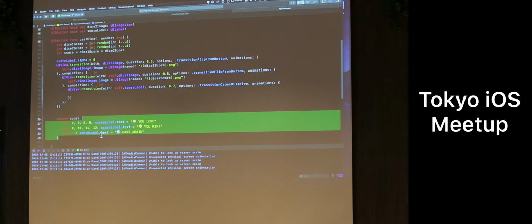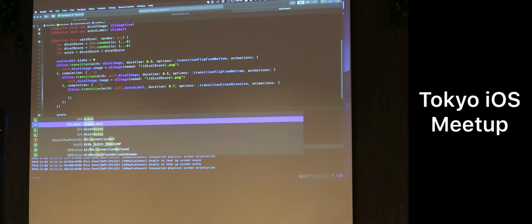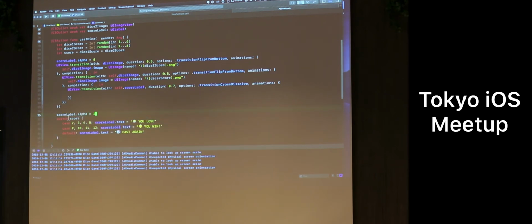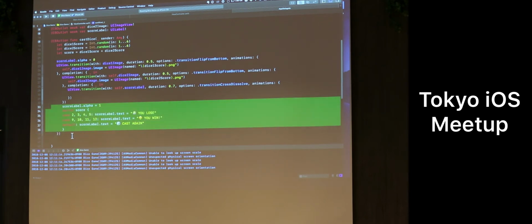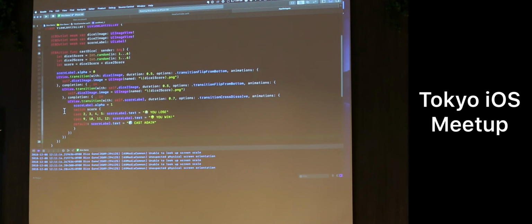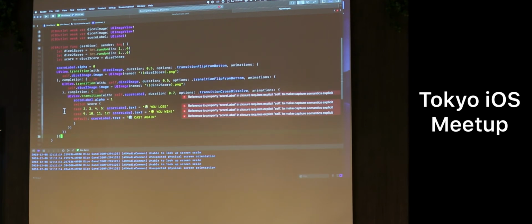Now I have to move this. The first thing I'm going to do is score label the alpha equals 1, and then I'm going to take this block of code and just shift it and put it. All right? How many lines of code is this? From 13, oh yeah. Okay.